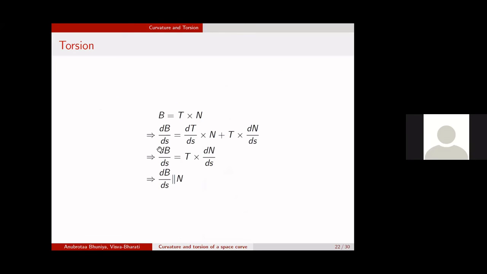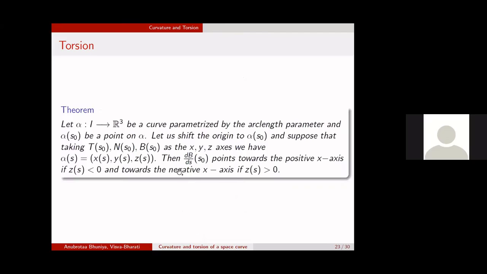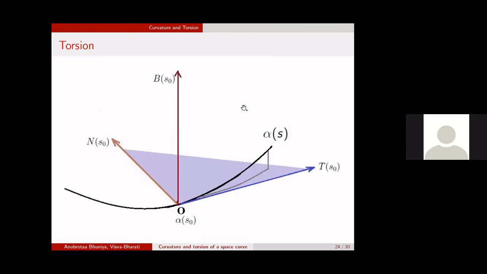Now see, db/ds is parallel to the normal vector. This is how we get it. Since db/ds is parallel to the normal vector, db/ds dot n gives us the norm of db/ds with an assigned sign, which is actually the cos of the angle between the normal and db/ds.